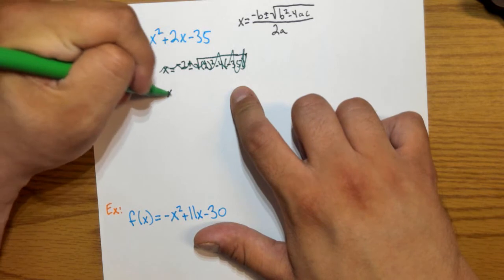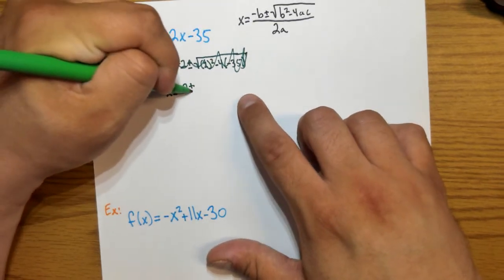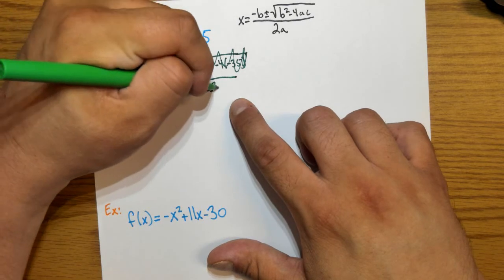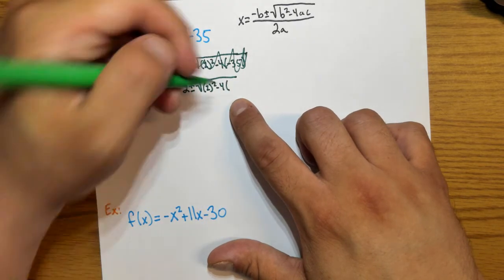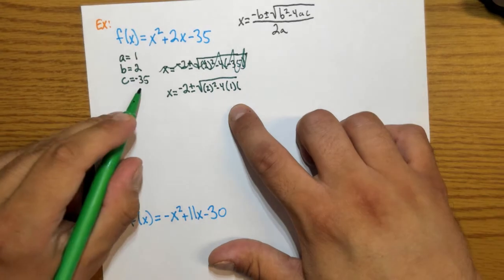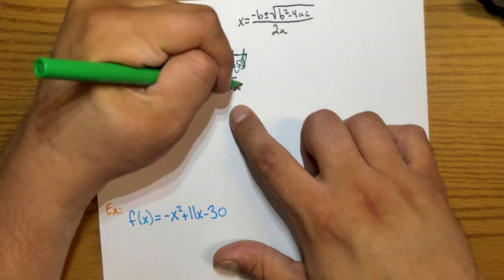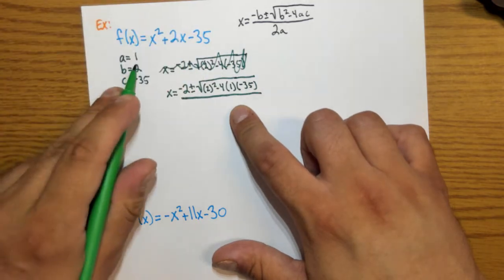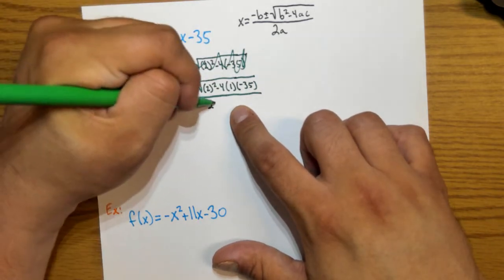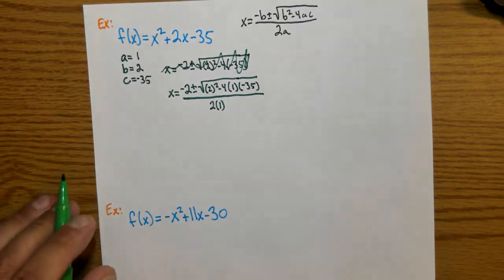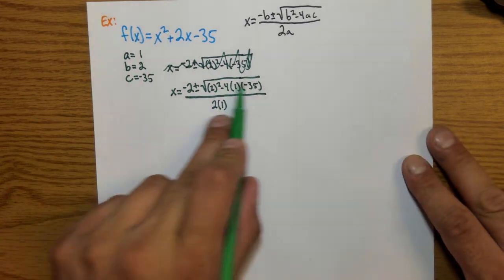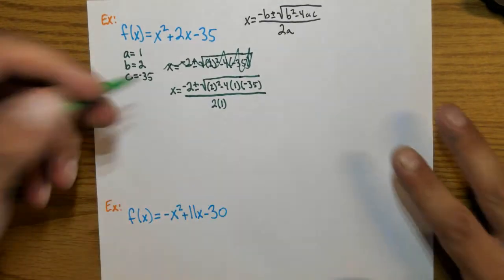Okay. So x equals negative 2 plus or minus the square root of 2 squared minus 4 times a, which is 1. That's what I forgot. And c, which is negative 35. I apologize for that. All divided by 2a. So 2 times 1. Okay. So now let's go ahead and simplify this, just like we read a book. Top left to right, and then bottom left to right.